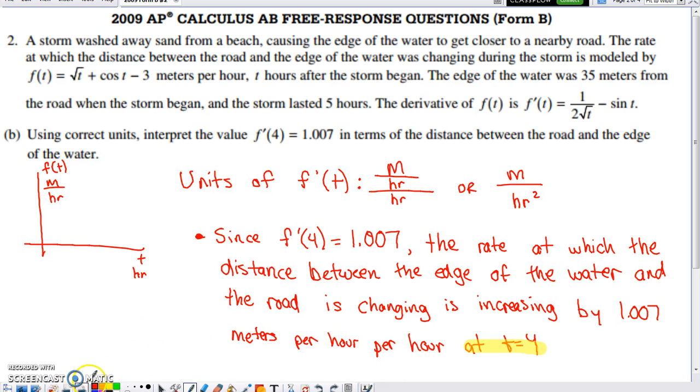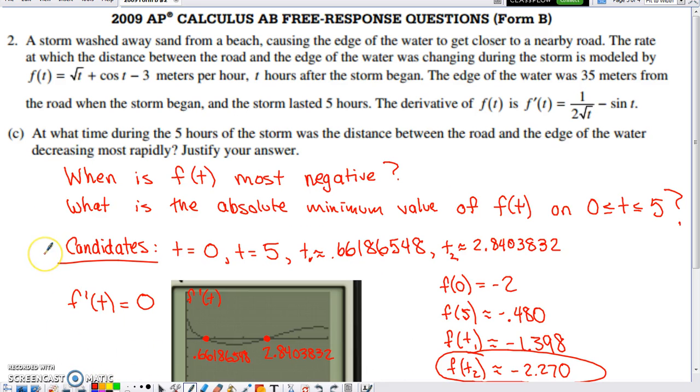So if we get back to what we're trying to do in part C, and this is probably the largest investment of time within any of the 4 pieces of this problem.